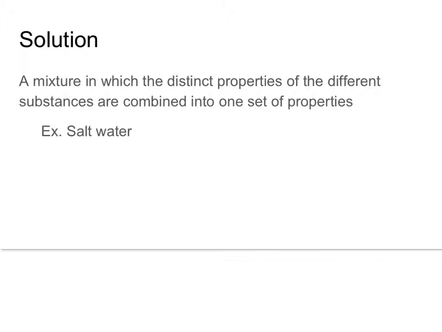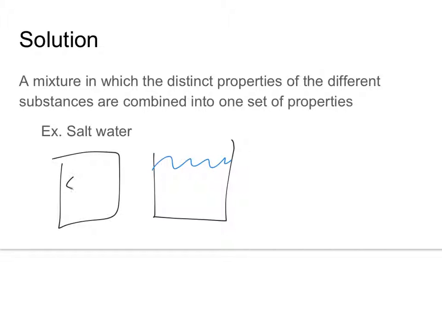A solution is a mixture in which the distinct properties of the different substances are combined into one set of properties. So think about salt water. If I just have a regular thing of water and I have a thing of salt, each of these things are substances in themselves. We would consider them pure substances if we had pure water and pure salt. They have a unique set of properties and they're all one thing.